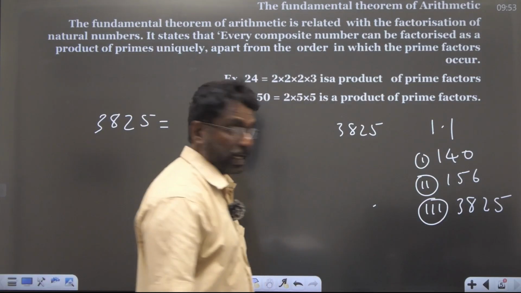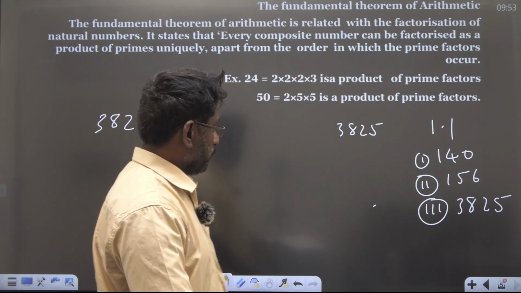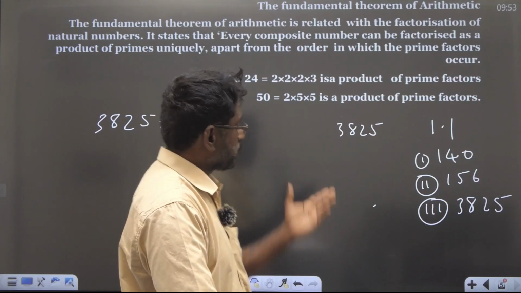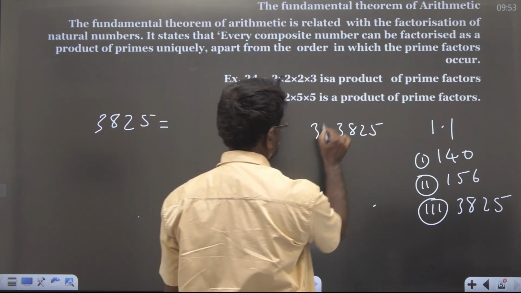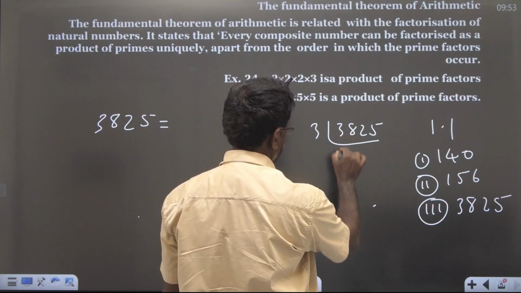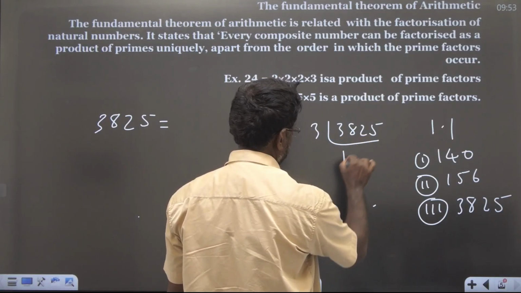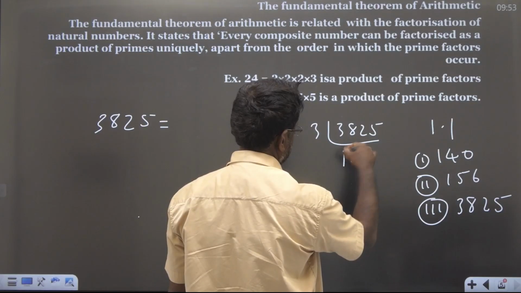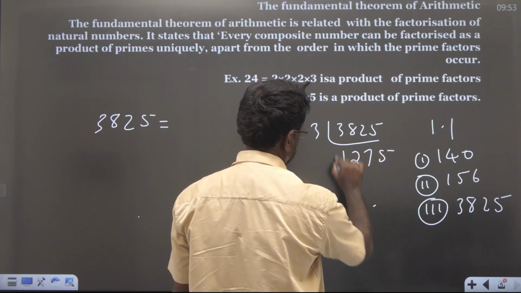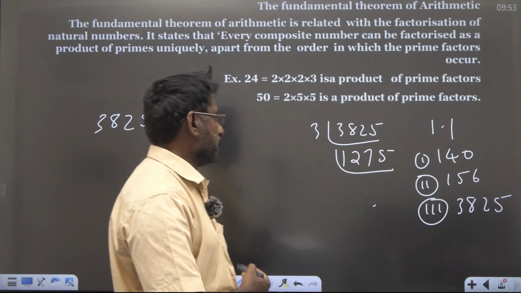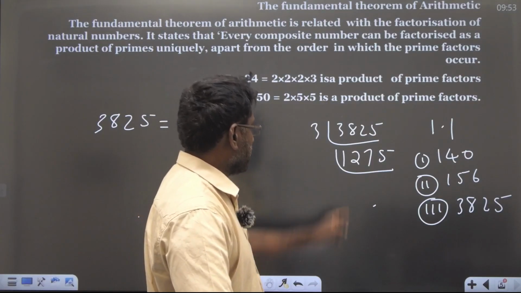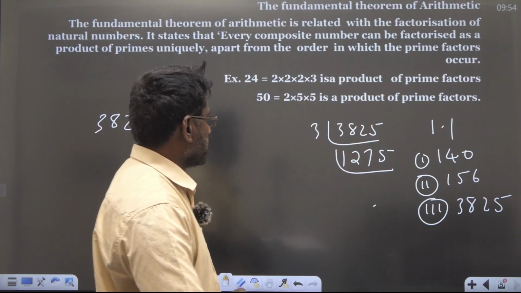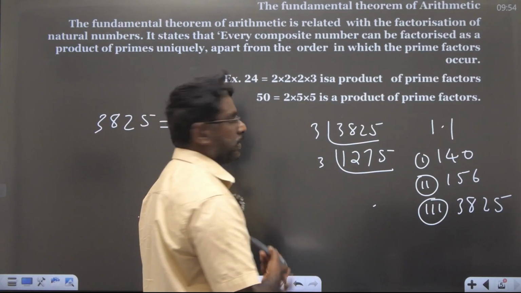Yes, it can be divided by 3. The sum of the digits is a multiple of 3, so it is possible with 3. 3 into 1275. Again 1 plus 2 plus 7 plus 5 is a multiple of 3, so it can be divided by 3 again.